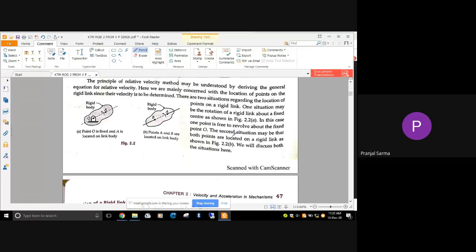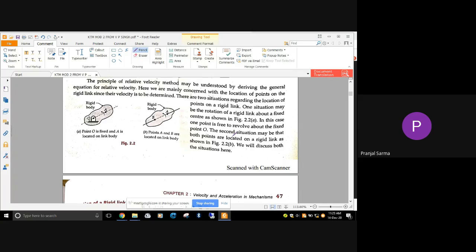Now see, our concern is to determine the velocity of the various links of a particular machine. For that, the location of the points on the link is very important, because we have already seen that the velocity depends on the location. Basically we apply the velocity vector to the point, which ultimately represents its location.